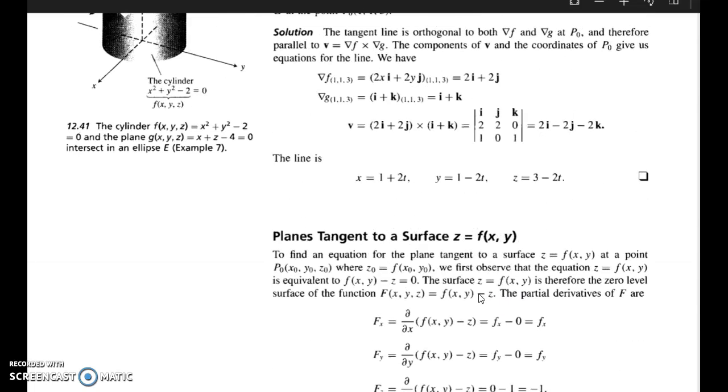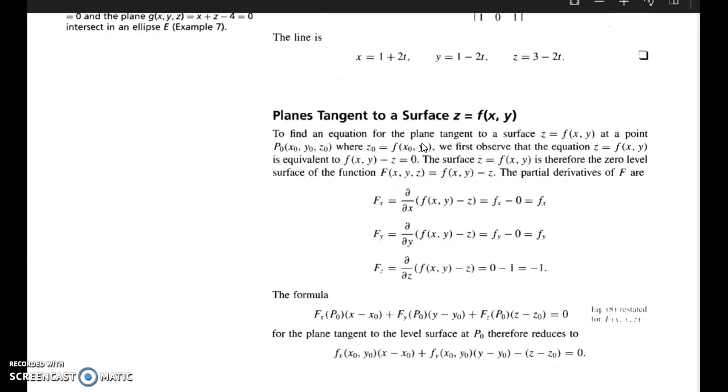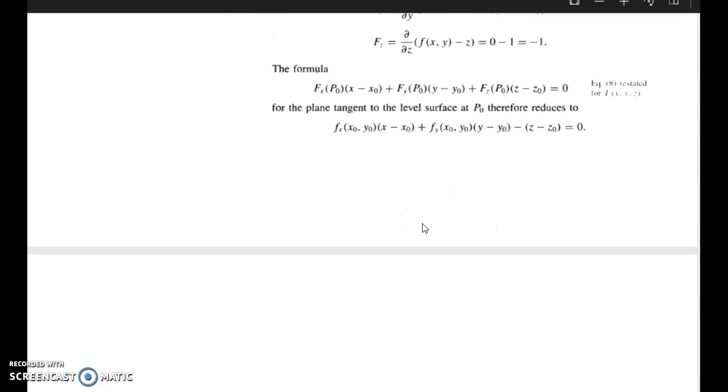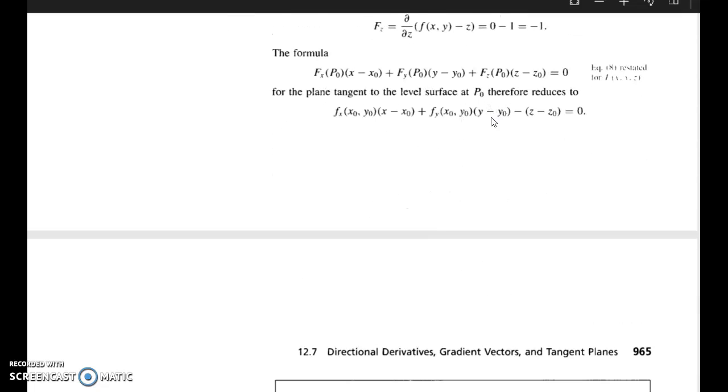Okay, so next is the tangent plane to the surface z equal to f of xy. Z equal to f of xy means f of xy minus z equal to 0. This is the total surface. So here fz equals minus 1. This is actually the tangent plane equation.